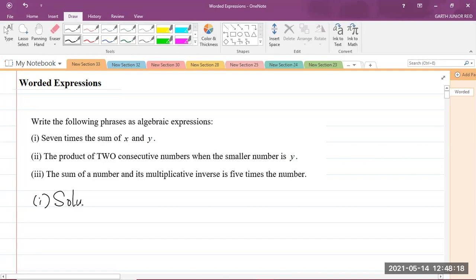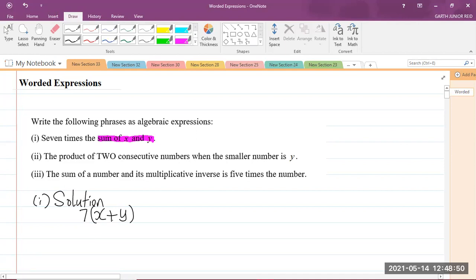Part 1, solution. So part 1 says 7 times the sum of x and y. I'm going to first focus on the sum of x and y. Once you see sum, you know that we're dealing with addition. So we're adding x and y. And it says 7 times the sum, so that will be multiplied by 7.